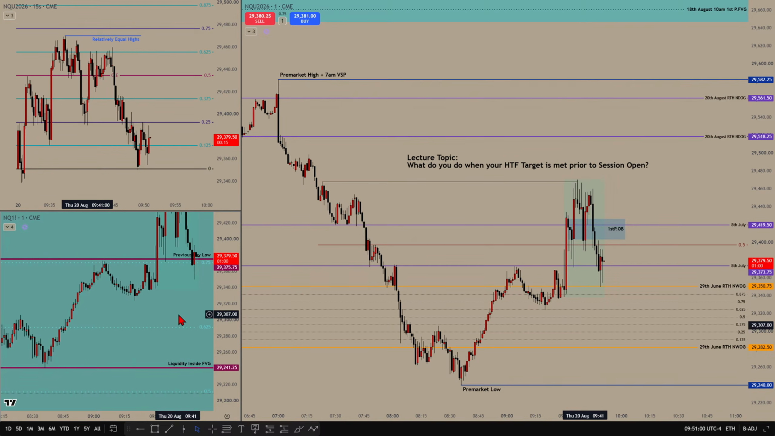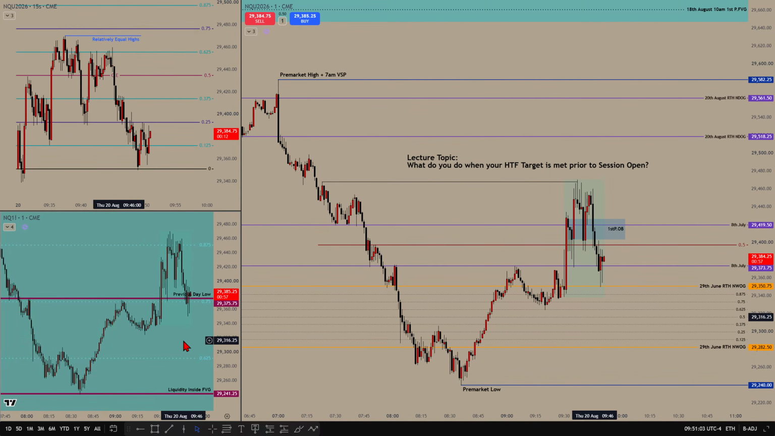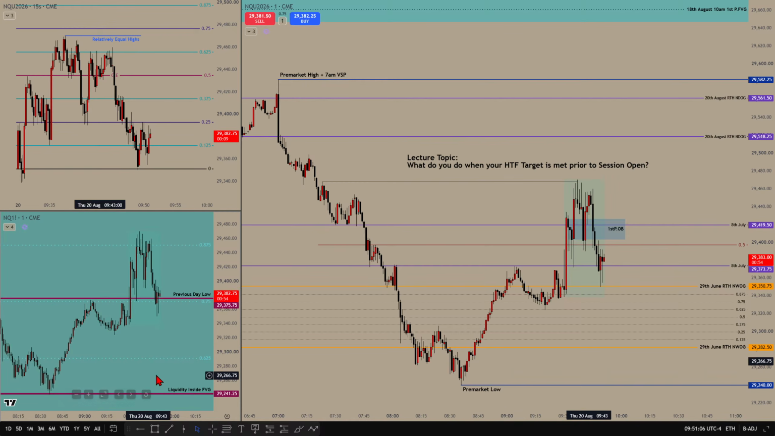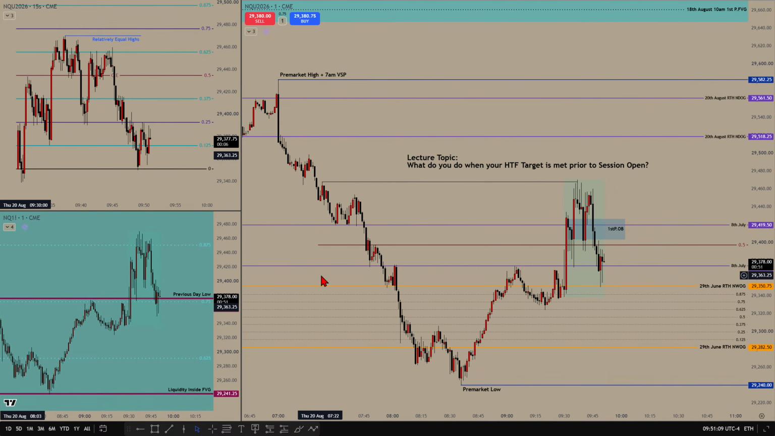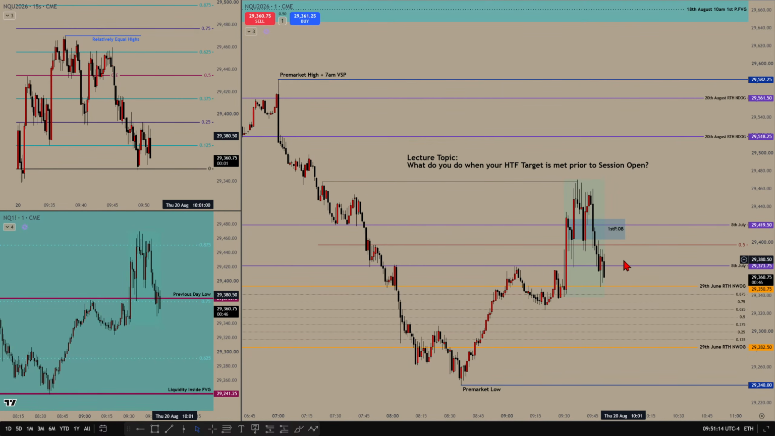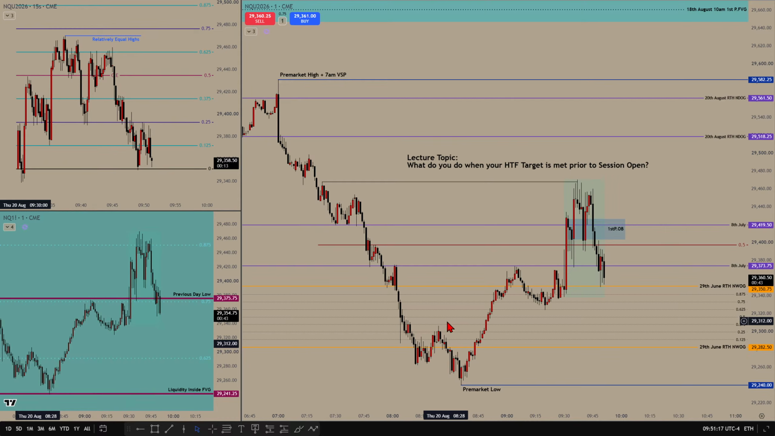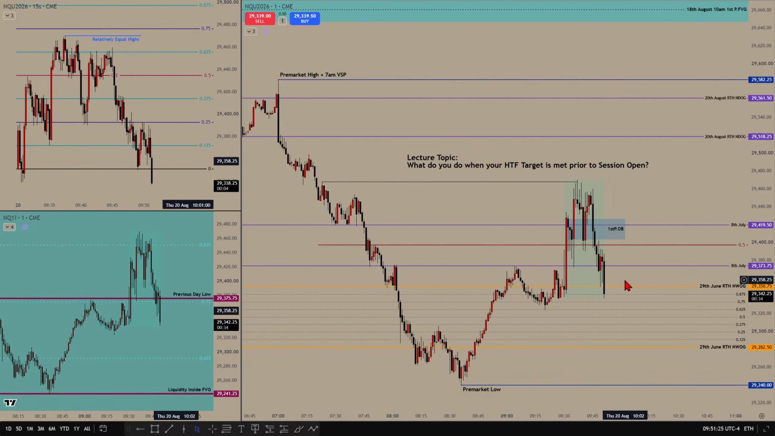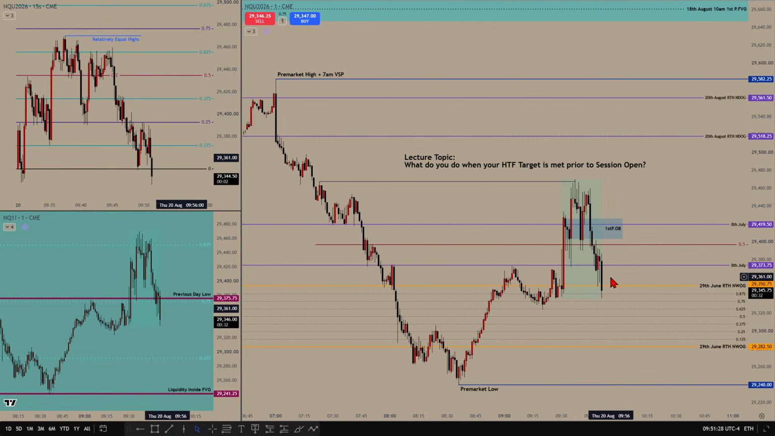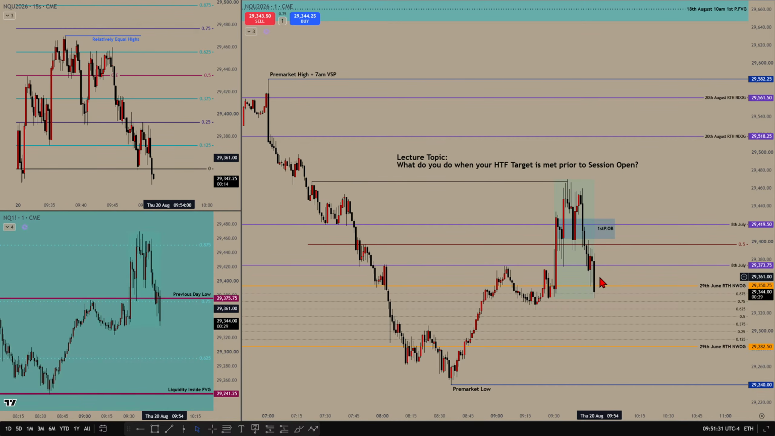When you have a high time frame bias, that's less important because you already know the direction the market's going to be going in. We're only in this situation because we don't have that. Today was a unique day. Well, not a unique day, it happens quite a lot, where you have a bias or an expectation for the high time frame, but it gets hit before the session even opens. Already at $29,340 draw liquidity.